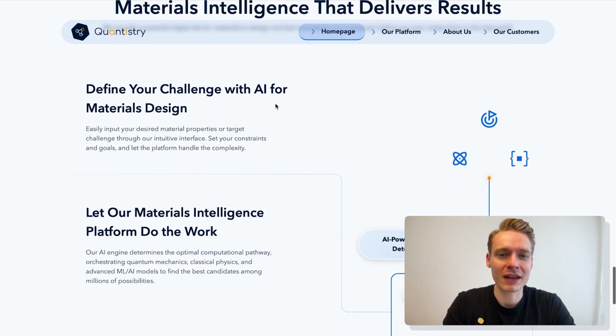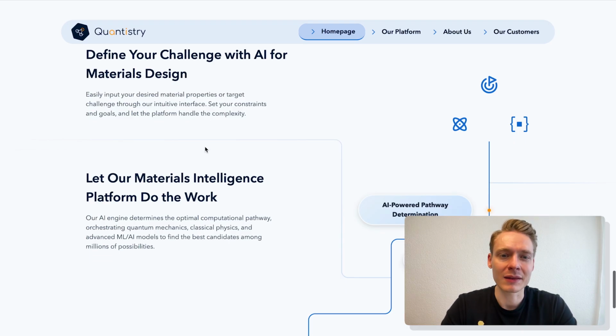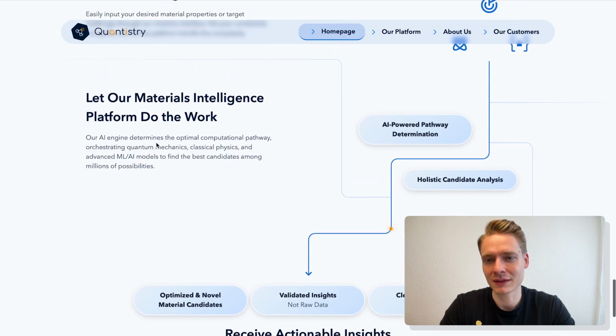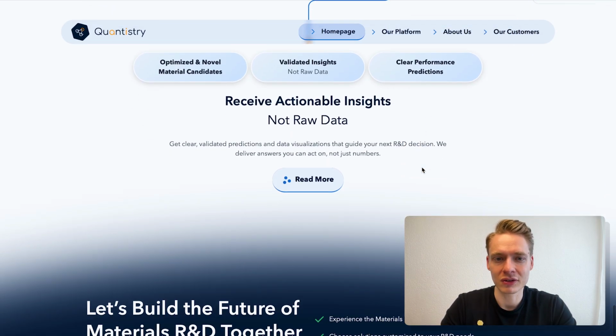So define your challenge with AI for materials design. Easily input your design material properties or target challenge through our intuitive interface. Set your constraints and goals and let the platform handle the complexity. Let our materials intelligence platform do the work. Our AI engine determines the optimal computational pathway, orchestrating quantum mechanics, classical physics, and advanced ML/AI, so machine learning and AI models, to find the best candidates among millions of possibilities. And then here you see basically optimized and novel material candidates, validated insights, and clear performance predictions.